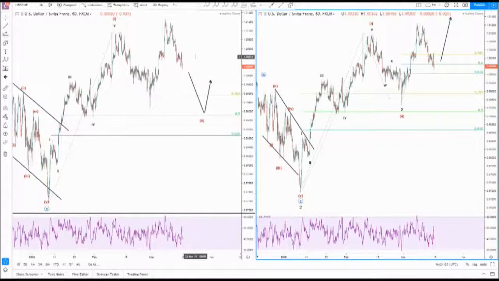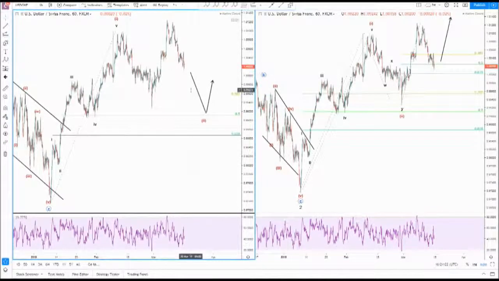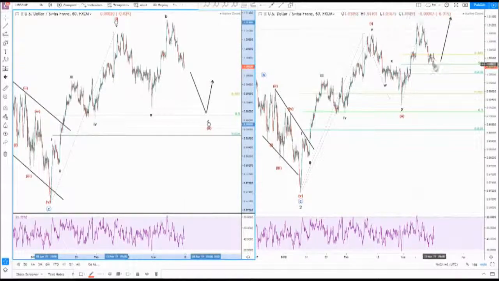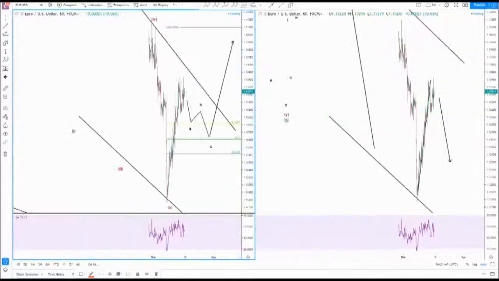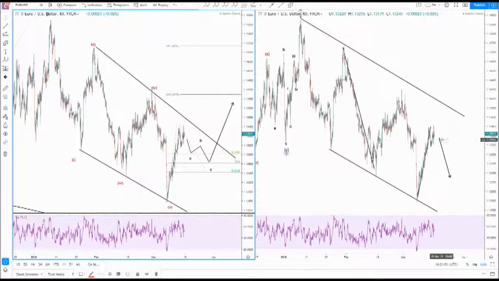Okay. Alternate scenario is that wave 2 is still in progress, and that the subwaves are A, B up there, and C will come probably retest that area of wave A and wave 4. So we've got a lot of support here down at 99. So in terms of the Swissy, how does this relate to the euro? Well, if the count on the right is correct and we head straight up, that would mean that this euro count on the right is correct and we go straight down.